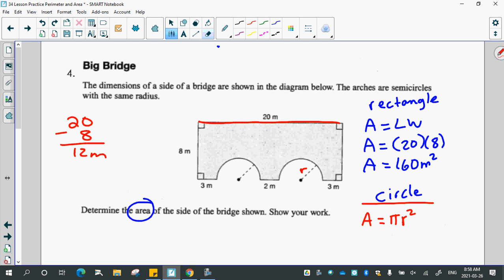And it says the dimensions of the side of the bridge are shown. The arches are semicircles with the same radius. So what do I do with that 12 to get this distance here? Divided by 2. Good. 2 semicircles. So 12 meters divided by 2 is 6 meters. So each one of these is 6 meters in length. That's the diameter, so what's the radius?